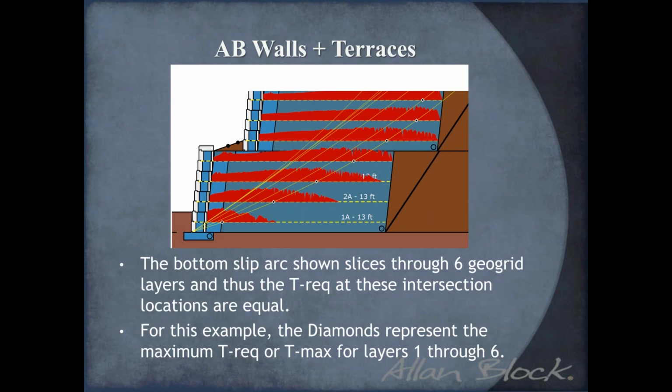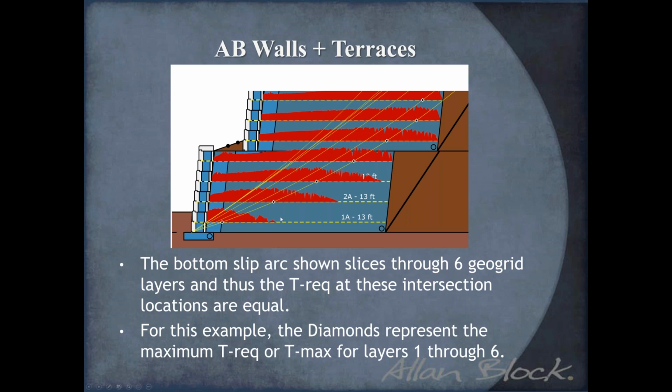So if we look at the bottom slip arc here, we are crossing 6 geogrid layers. And so those forward sliding forces determined for this one slip arc are divided into the 6 layers of grid. And those are the T required. And in this case, the diamonds that we're showing in the program, those are the worst case, or the T max, and thus those T max locations.